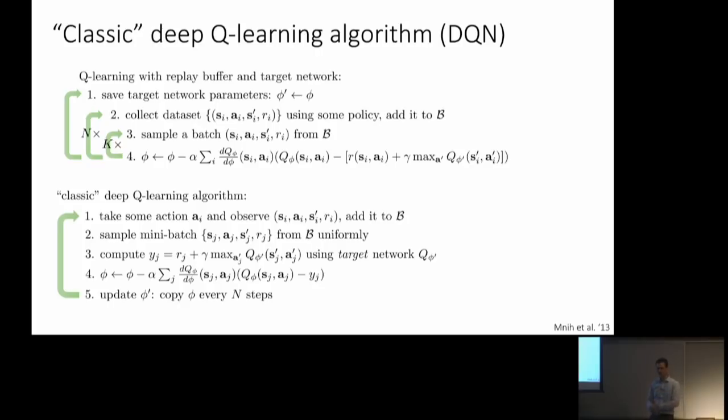Yes? I would like to ask, I have seen some implementations where the target network is updated softly, like every iteration. Yeah, so the question was, can we update the target network softly? Yes, and I'll actually cover that in a couple slides.